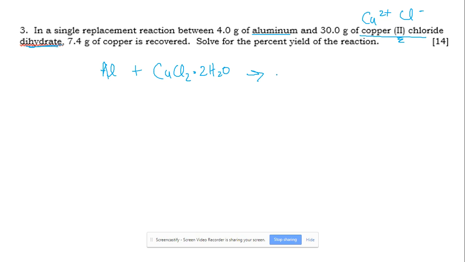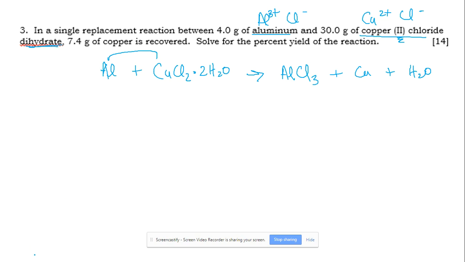And that is going to produce some stuff in a single replacement reaction. Single replacement, these 2 metals are going to trade places. So aluminum will be stuck to chlorine. Aluminum has a charge of +3. Chlorine's still a -1. So I'm going to need 3 of those to balance it out. And if aluminum's on the chlorine, that means that copper is now single. And we're also going to have those waters pop off and float around in our beaker.